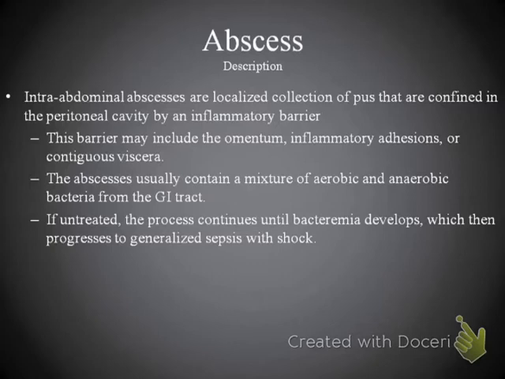And so we see that an intra-abdominal abscess is a localized collection of pus that is confined in the peritoneal cavity by an inflammatory barrier. This barrier may include the omentum, inflammatory adhesions, or contiguous viscera. The abscesses usually contain a mixture of aerobic and anaerobic bacteria from the GI tract, and so it's important to know that we have aerobic and anaerobic, meaning that we have some that are oxygen dependent and some that don't really have to have oxygen, and so that becomes very important in the differentiation and what you can do to actually treat these.